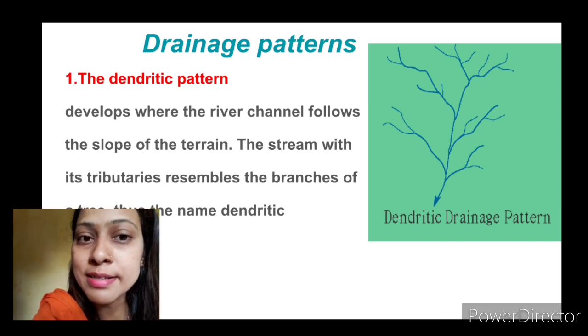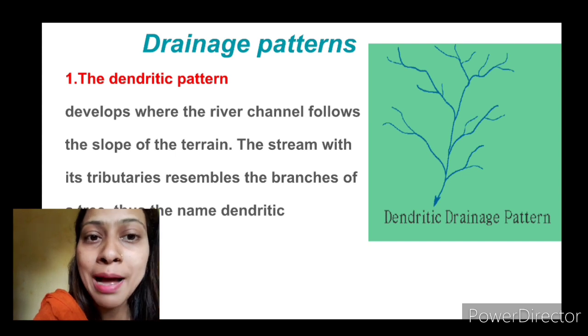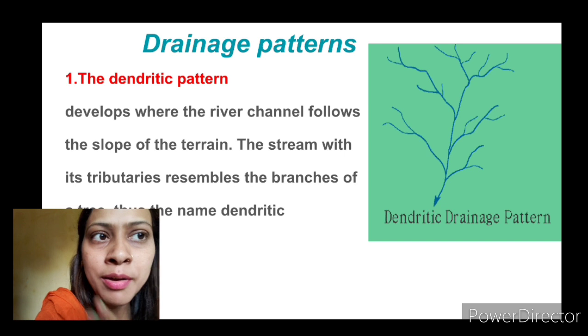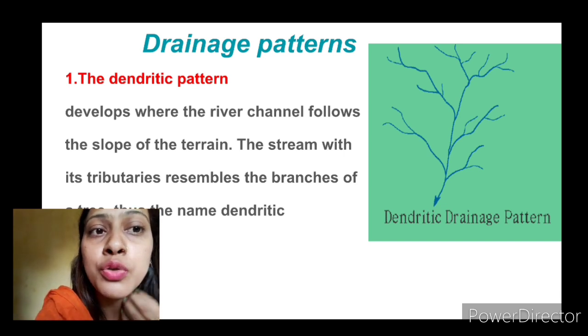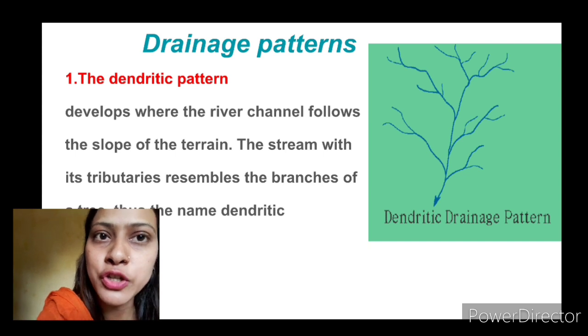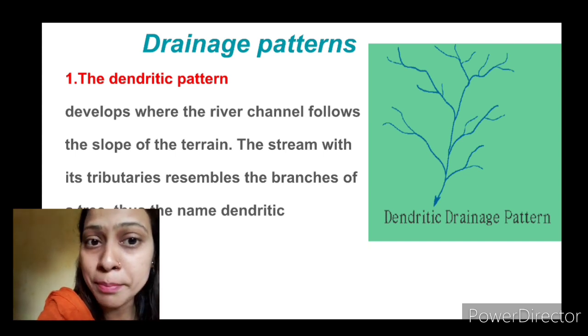So dendritic patterns follow the slope of the land, and that's why they have a branch-of-a-tree-like structure. They resemble a branch of a tree. So that is the dendritic pattern.